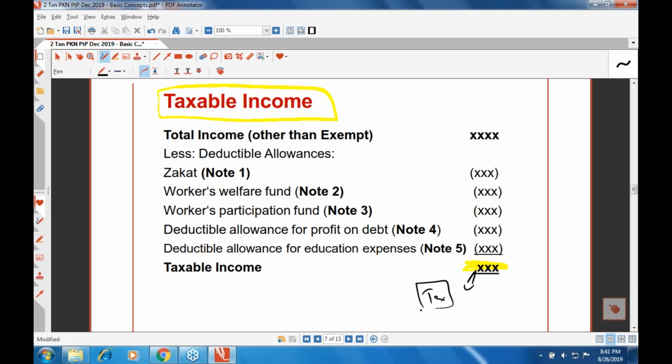Let's just start discussing. First of all, the income other than the exempt income, as we said, under all heads, which is salary, business, capital gain, property, and other source. First of all, you need to calculate the income other than the exempt under all of these heads. That's number one.